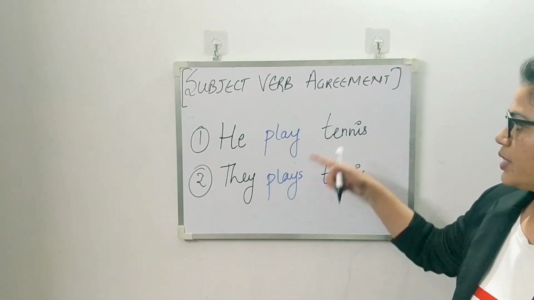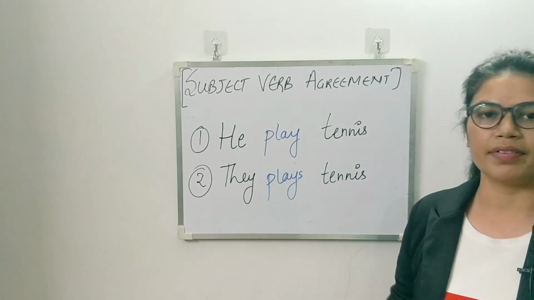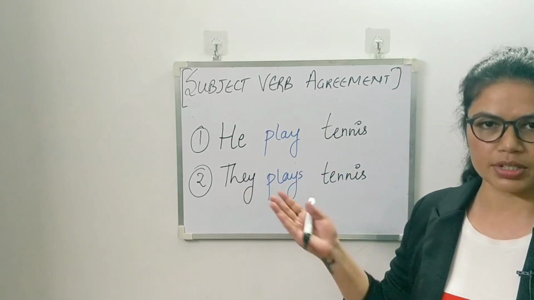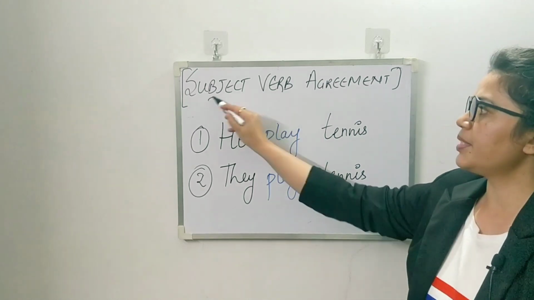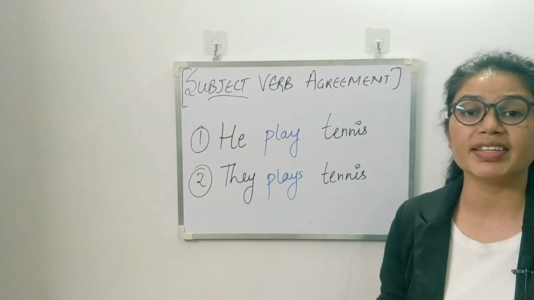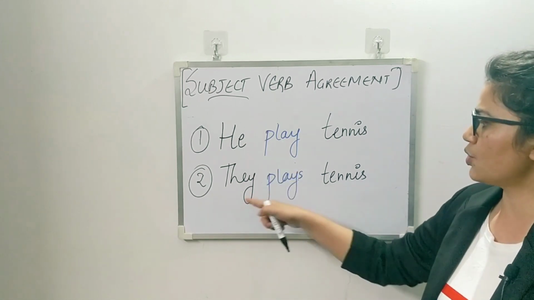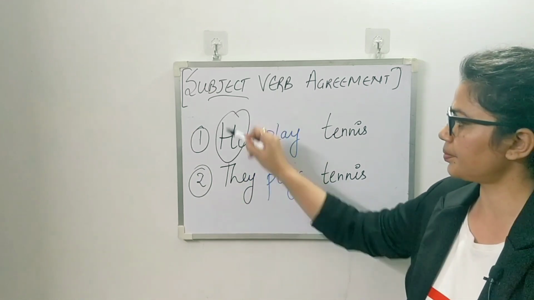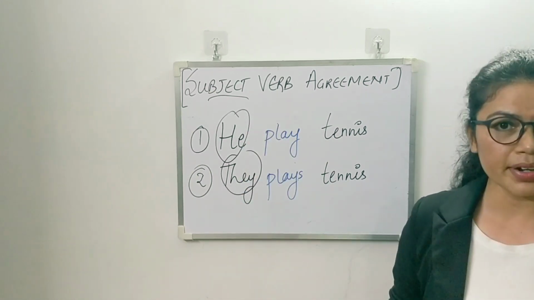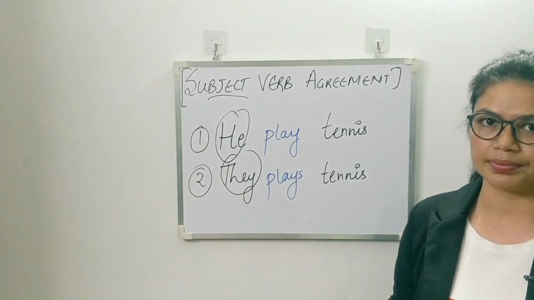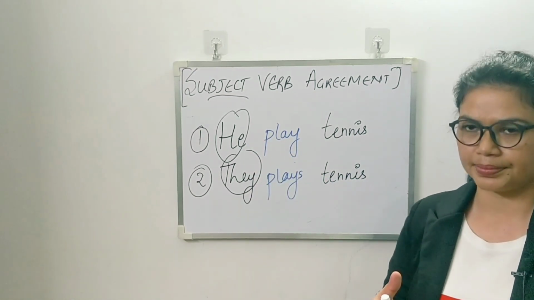Now, in these two sentences, first of all, we need to identify what is a subject. In these two sentences, what's the subject here? Subject is nothing but the doer of the action. जो action कर रहा है. In Hindi we say करता. So in these two sentences, do we agree that he and they are the subjects? The only difference here is that he is singular and they is plural. Are we with me on this?